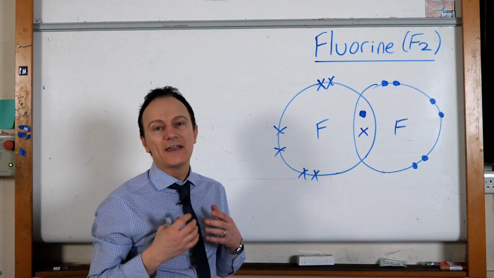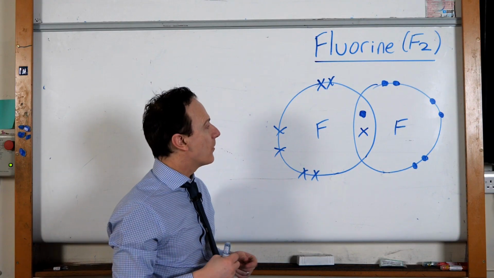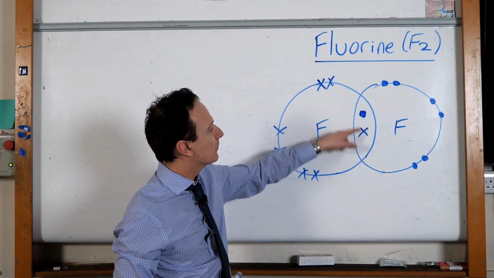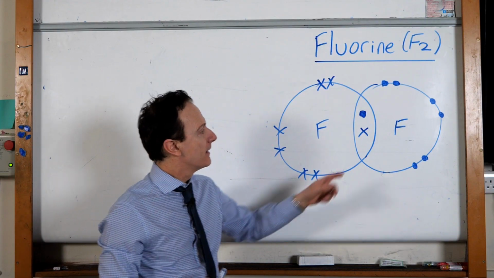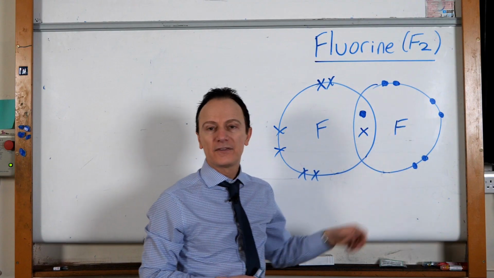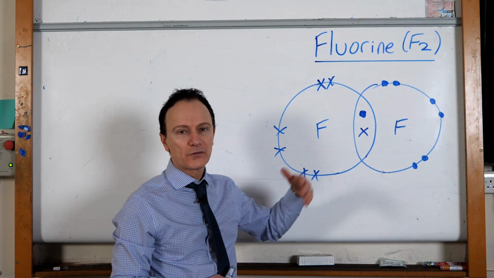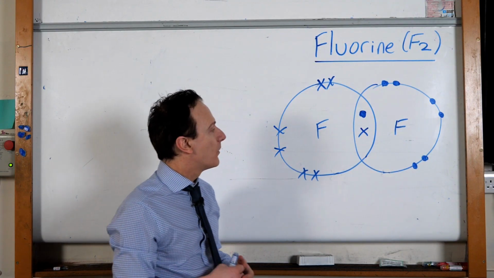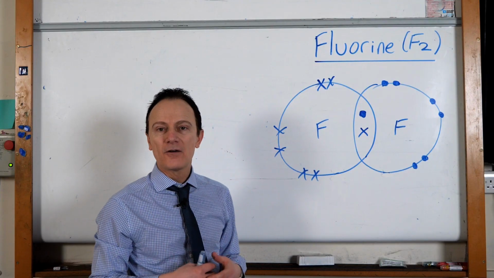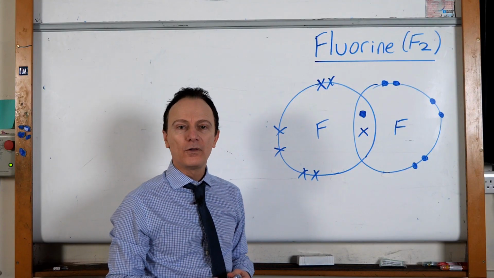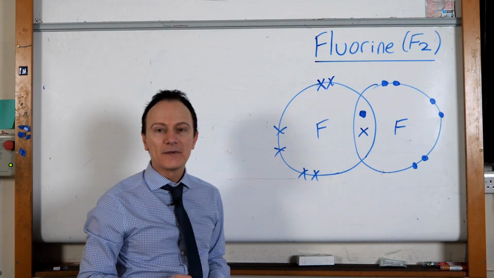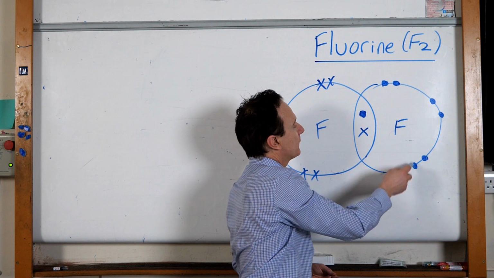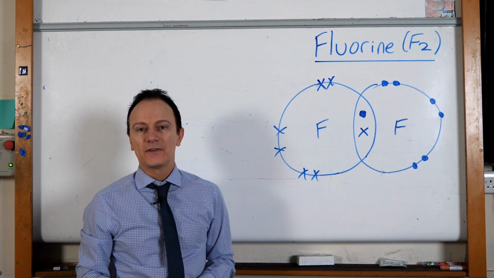We can still see that each atom has only got its own 7 electrons, so this one has still got 7 crosses. We've not put more crosses on there. Likewise, this one has still only got 7 dots. We've not suddenly invented more dots. But by sharing, we can see that now each atom has got a full outer shell. 2, 4, 6, 8. So that atom is stable. 2, 4, 6, 8. And that atom is stable.